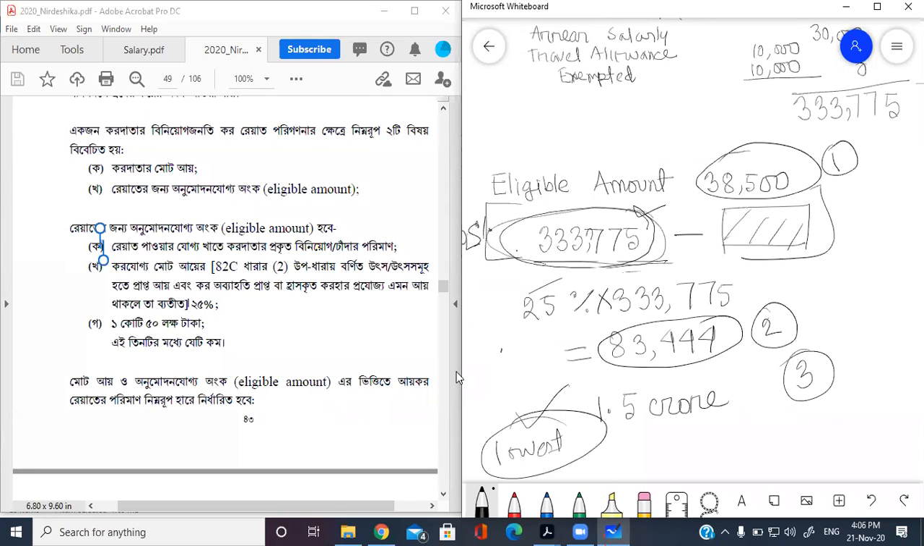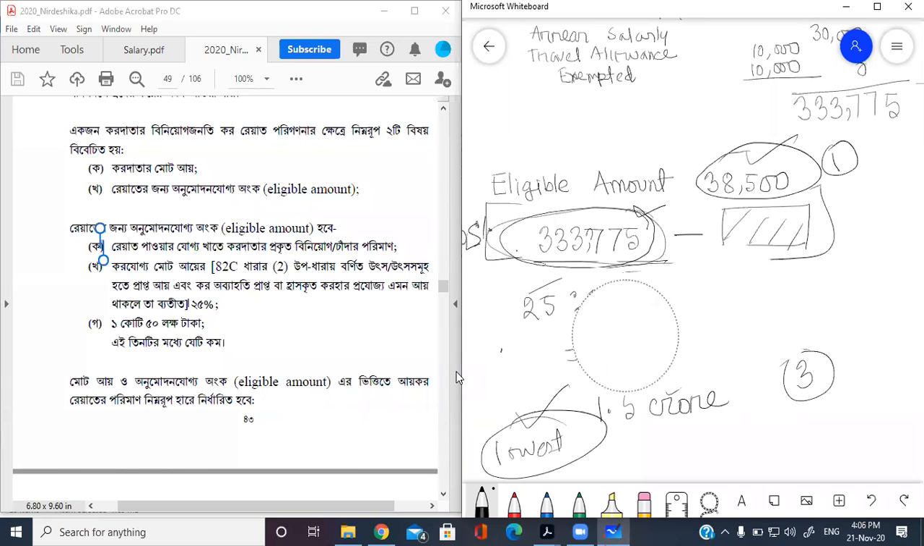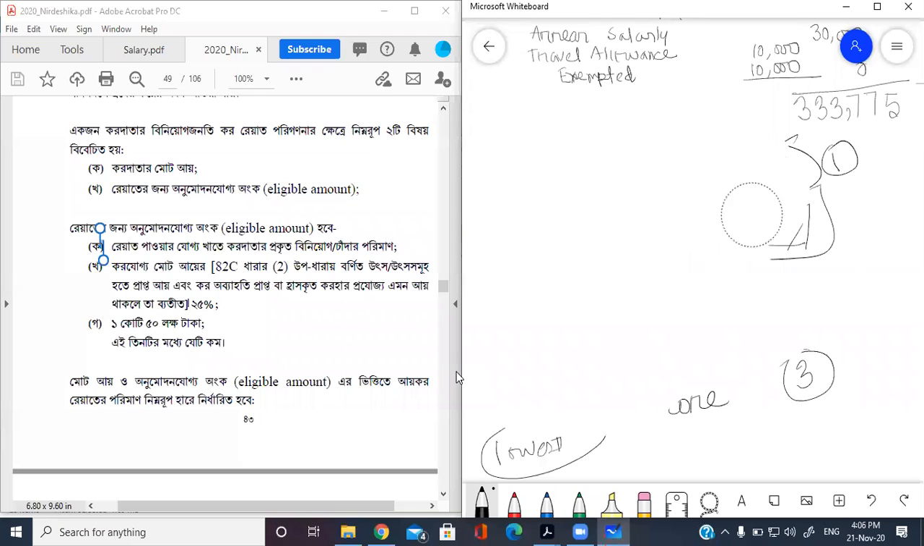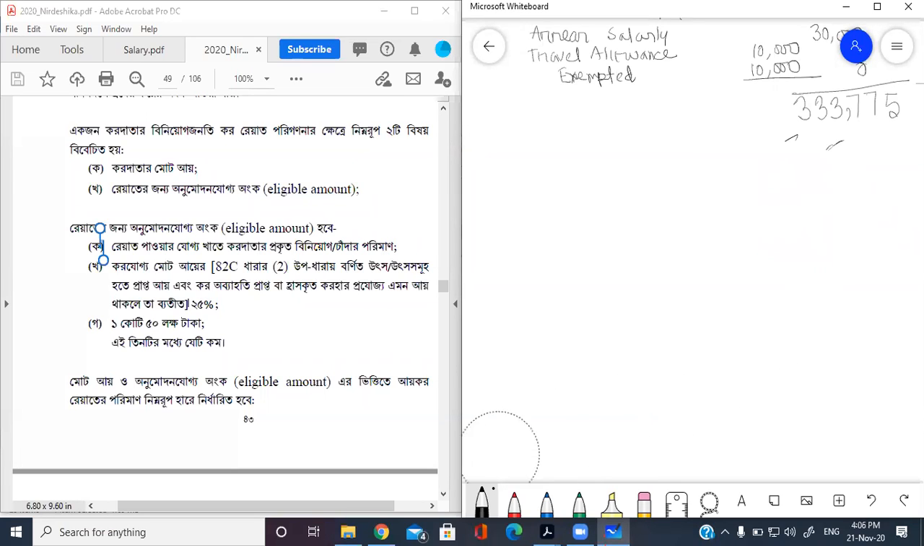Now tell me, for Mr. Ambani, which one should I take? This one, this one, or this one? The first one, sir. 38,500. Okay, 38,500. Remember, this is not the tax rebate amount. This is the eligible amount for getting tax rebate. Got it? Yes, sir. Yes, other calculation. So tax rule is not so easy.